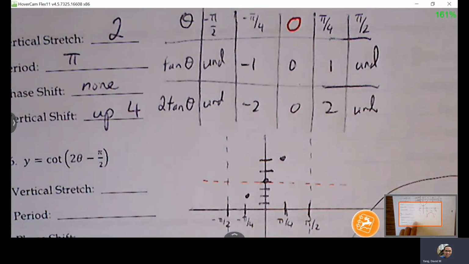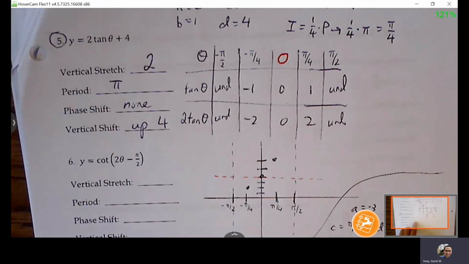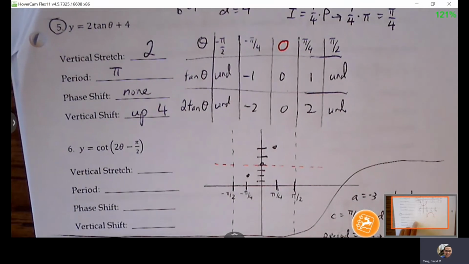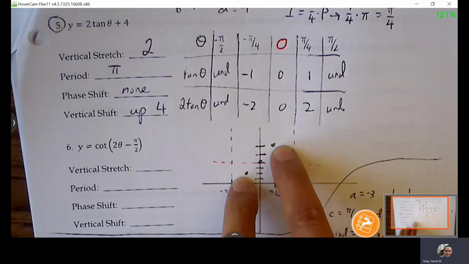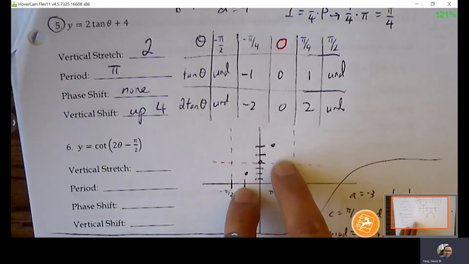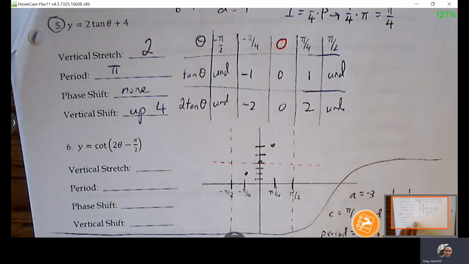Okay, so this is what I have for number 5 so far. I have the asymptotes. I have the new d value. I move the graph down 2 and up 2 from 4, so I'm going from 2 to 6. And now I can sketch my graph. I have a positive slope.